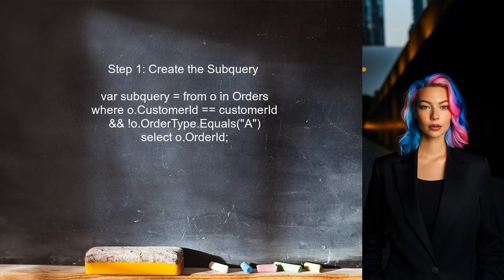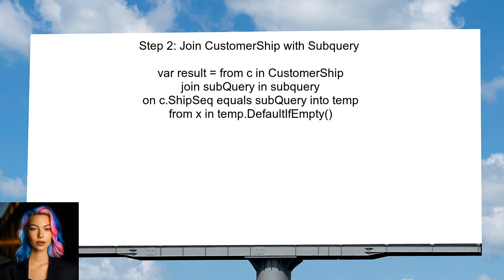To begin assembling the queries, the user should first create a subquery that retrieves the distinct ship-seek values from the orders table. This subquery will filter based on the customer ID and exclude any orders with the type A. Next, the user should join the customer ship table with the results of the subquery. This will allow them to filter the customer ship records based on the ship-seek values obtained from the subquery.